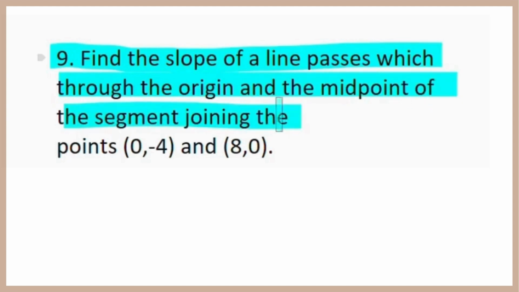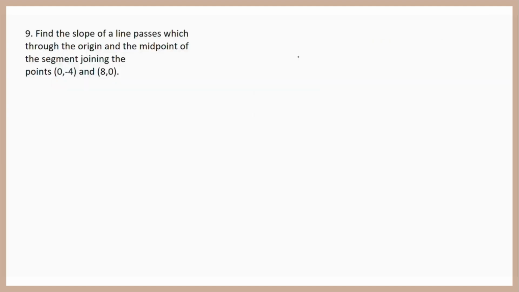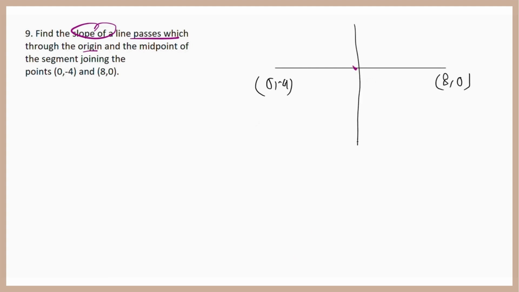In question number 9, it says find the slope of a line which passes through the origin and the midpoint of the line segment joining 0, minus 4 and 8, 0. So we are given a line segment and the ends of this are 0, minus 4 and 8, 0. And then we have to find the slope of a line that passes through the origin, right? It's passing through the origin and the midpoint of this. So let's say I draw a line over here and this line is passing through the origin, that is 0, 0, and this point, say P, which is the midpoint of say A and B.